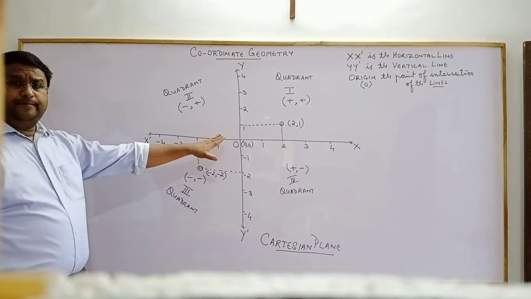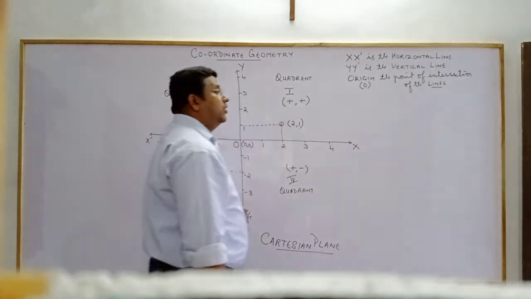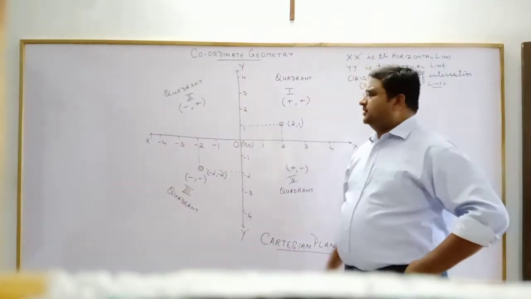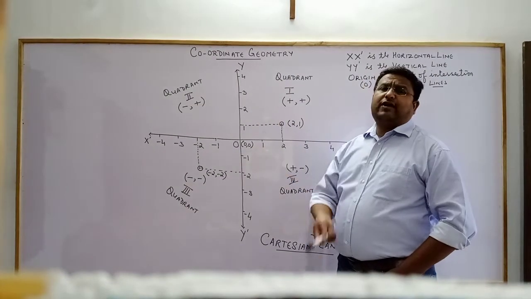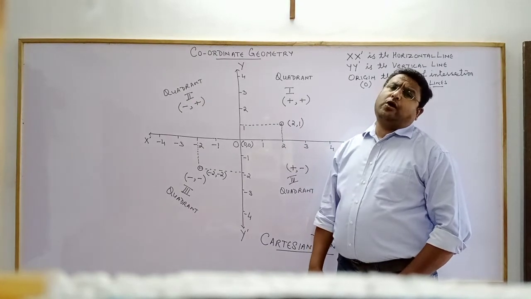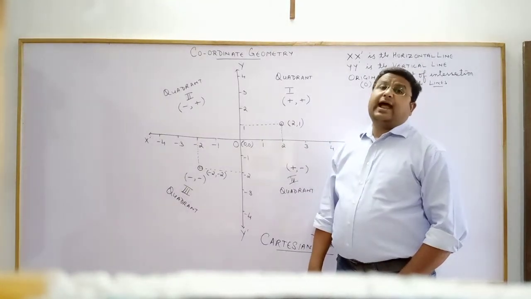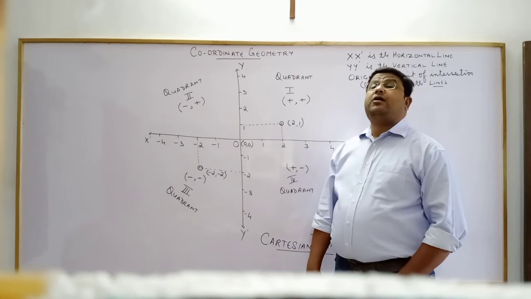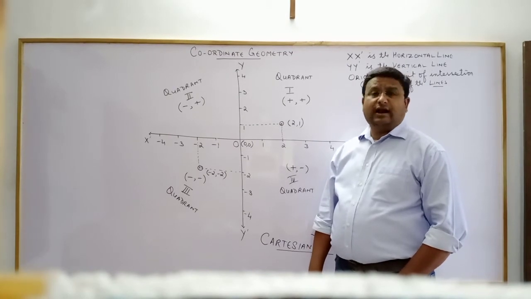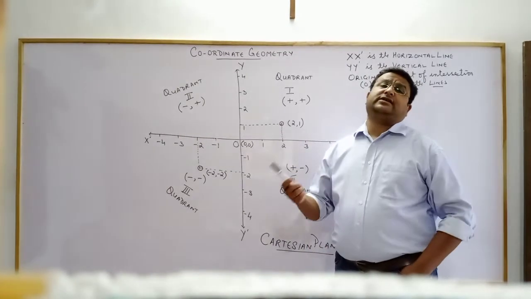I hope it is clear. Here we are talking about, sir, why two coordinates? First is x and second is y. Always remember, first coordinate is of x and second coordinate is of y. Clear, students? First x, then y.